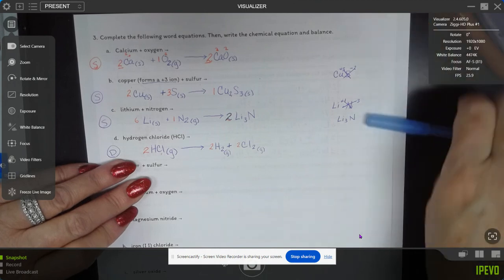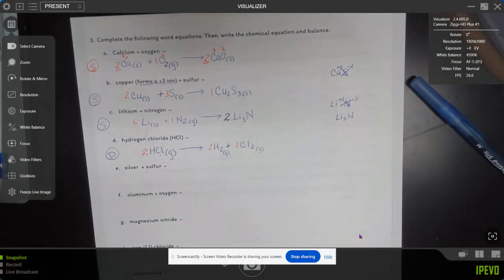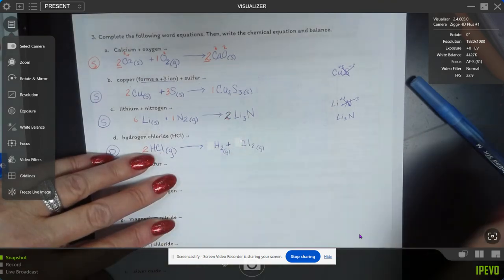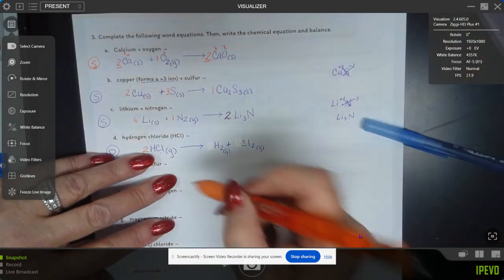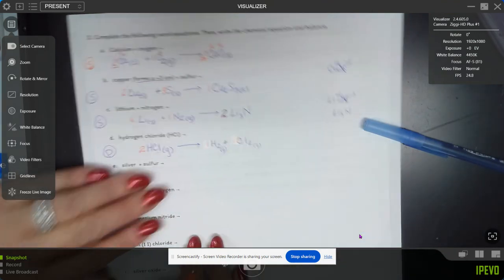Oops. Well, I'm good until I do that. Sorry about that. I wanted to put 1s there to show that I was balanced. So let's try that again. 1, 1. Okay, so I'm balanced.